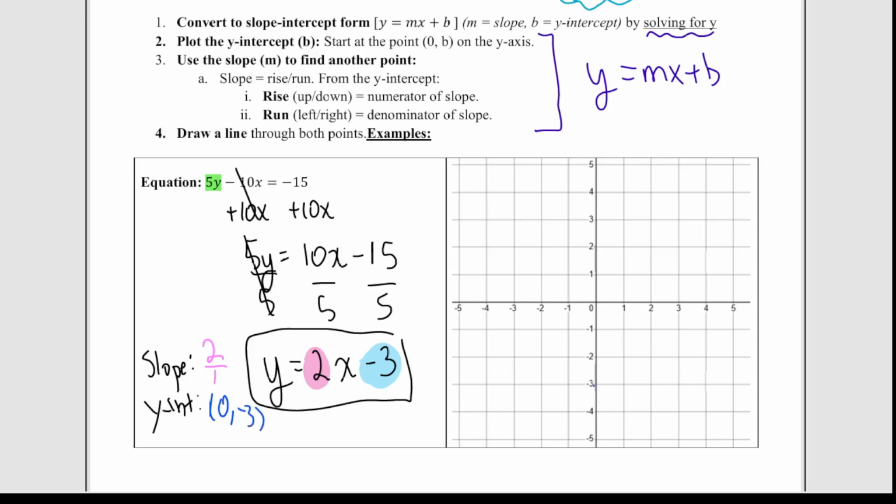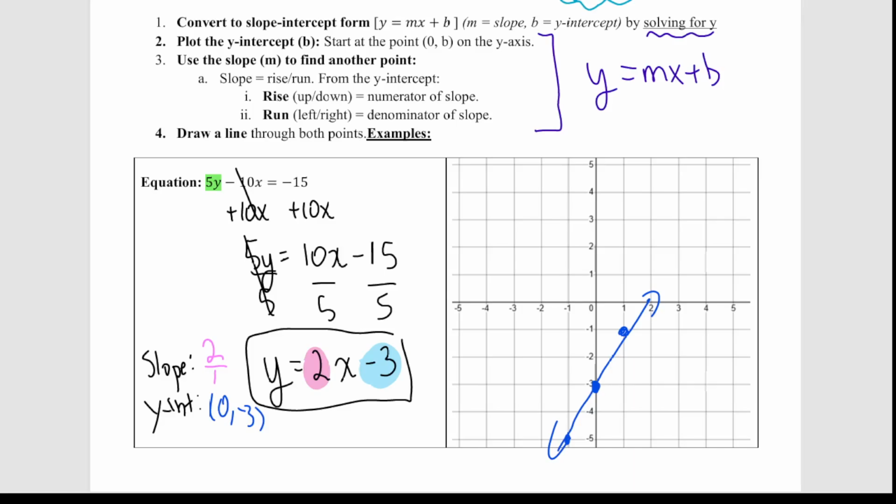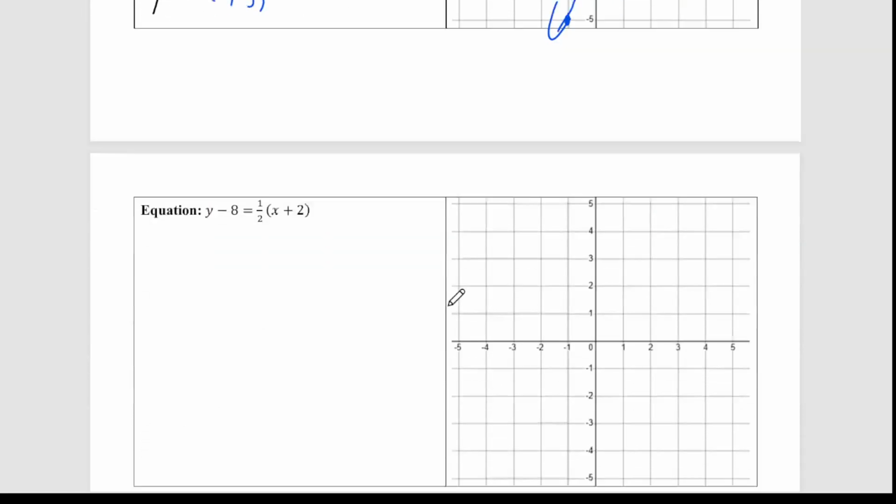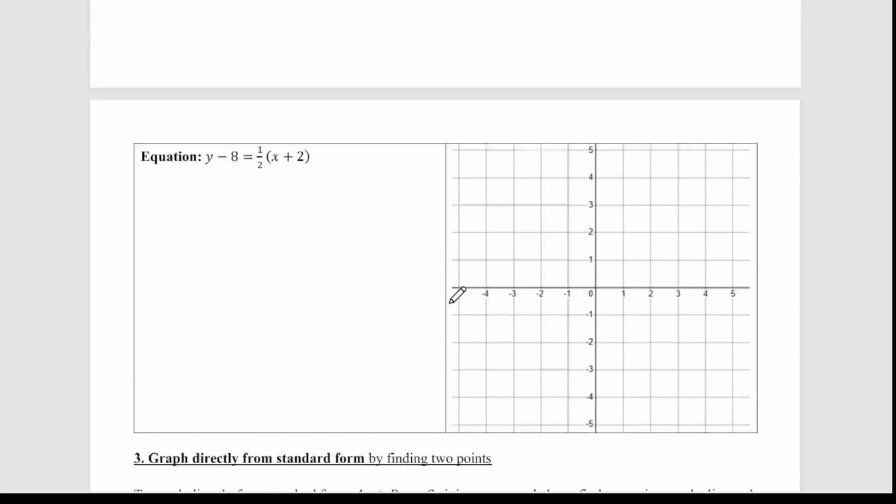So that's exactly how I'd plot it. I'd start at (0, negative 3), then I would move up to the right 1, or equivalently down to the left 1. And then I would want to double check with my line. If I were to walk on top of the line from left to right, would I be going uphill? Yes, I would be, so I know I did it correctly. Let's take a look at another example.